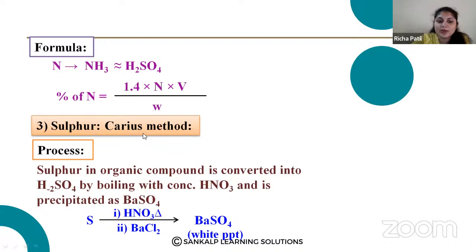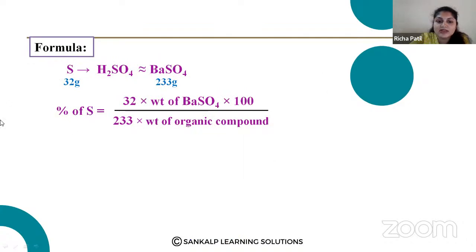Next is sulfur by Carius method. Sulfur in the organic compound is converted into H2SO4 by boiling it with concentrated HNO3, and is precipitated as BaSO4. So sulfur is converted into barium sulfate by heating with HNO3 and barium chloride. This is the Carius method, and the percentage of sulfur can be calculated by this particular formula.